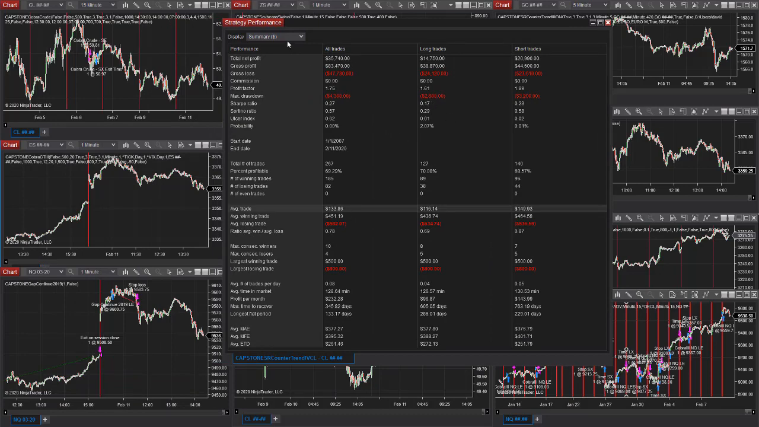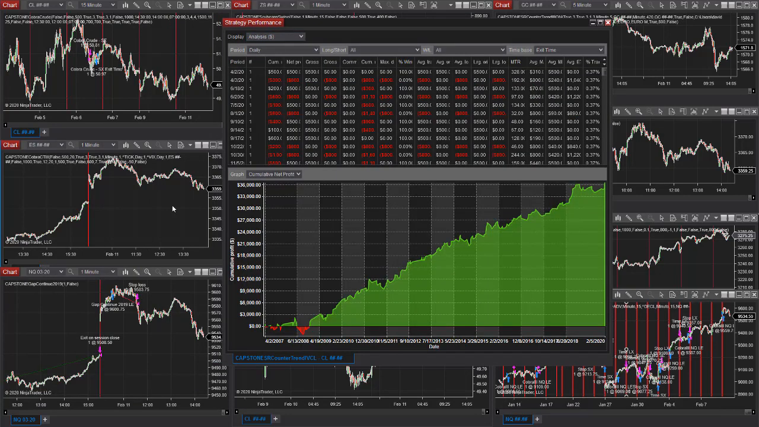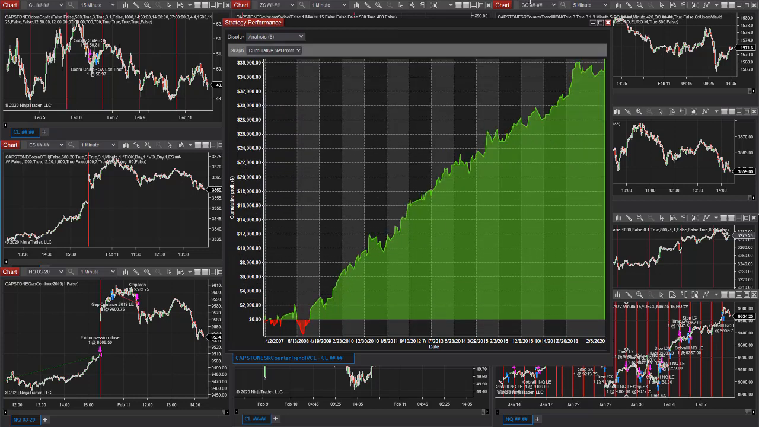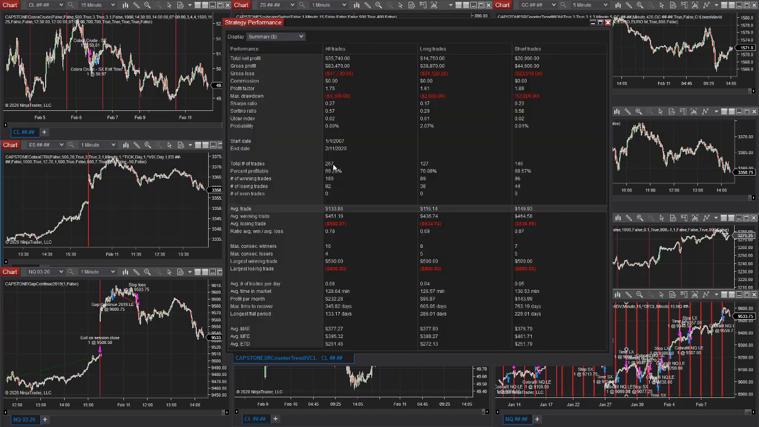$35,740, $133 average trade profit. Here is the equity curve with recent equity peaks, and I really like this equity curve. It's a very selective strategy. Only 267 trades since 2007. Pretty low drawdown for crude oil, $4,300.